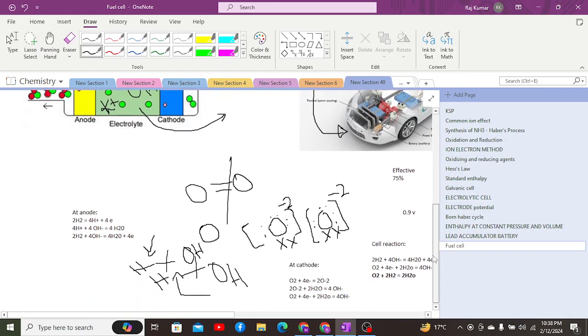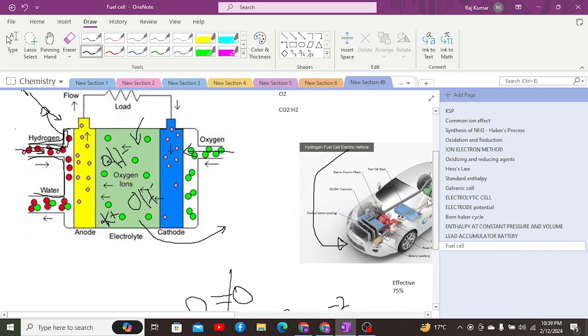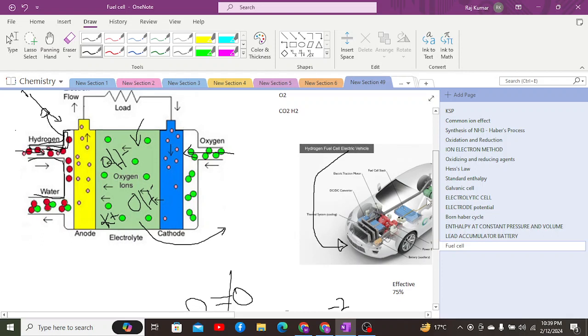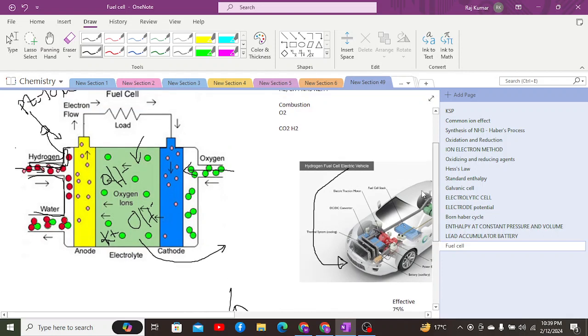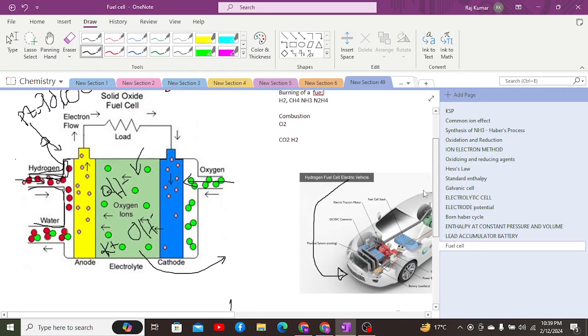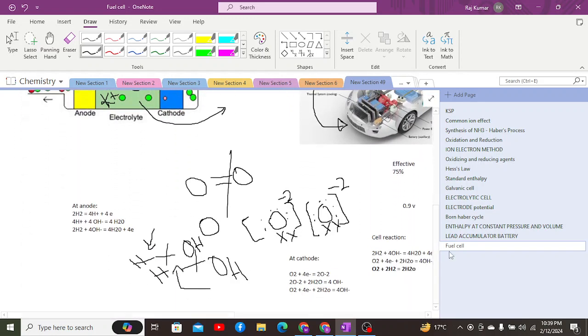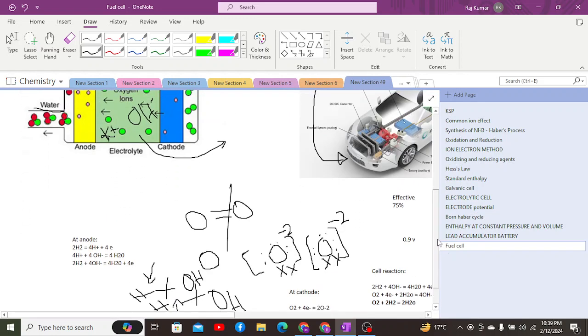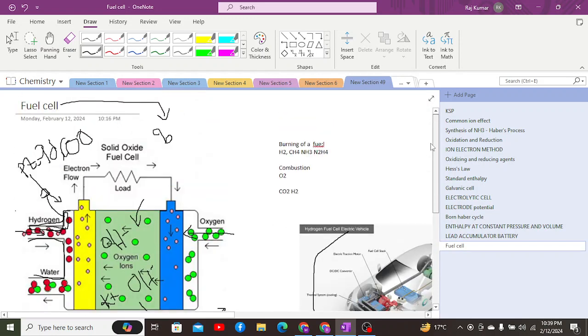And apart from that, this reaction can also occur with methane, as well as N2H4, as well as ammonia. We just need to replace all the substituents of hydrogen, and we'll get the answer.